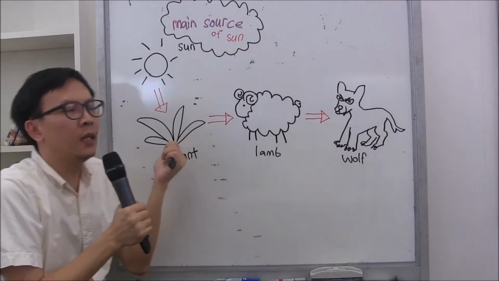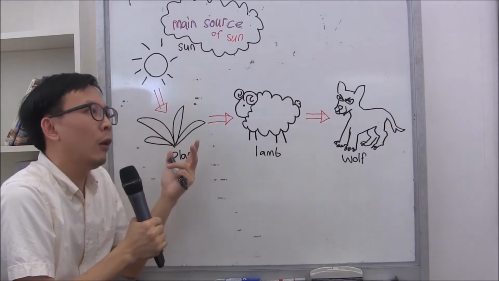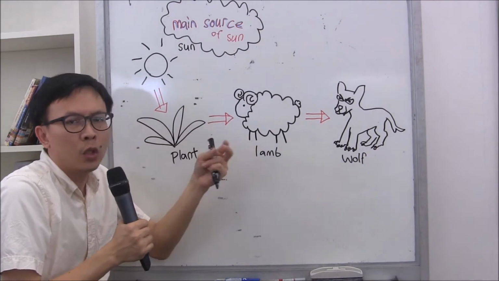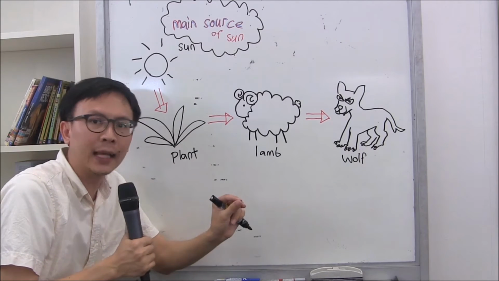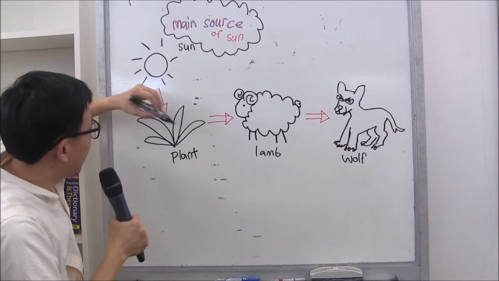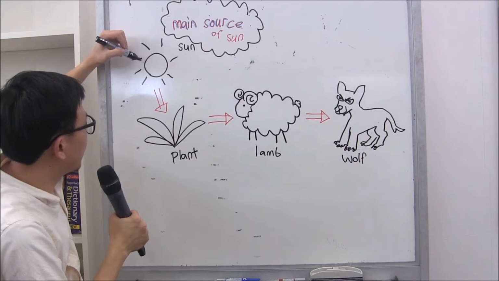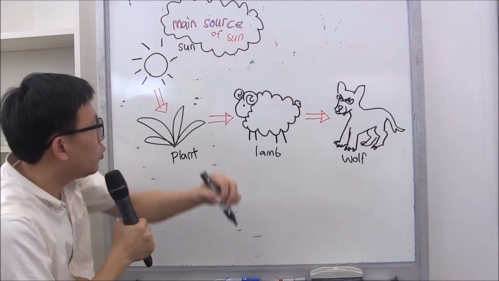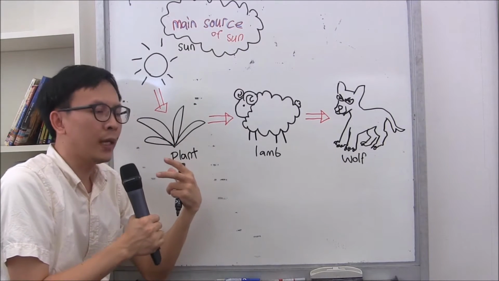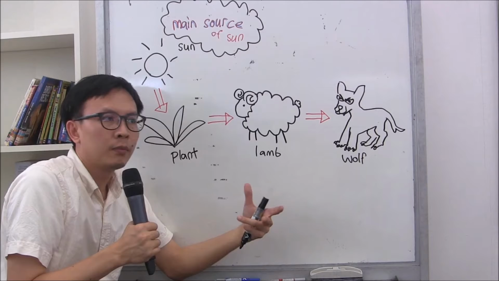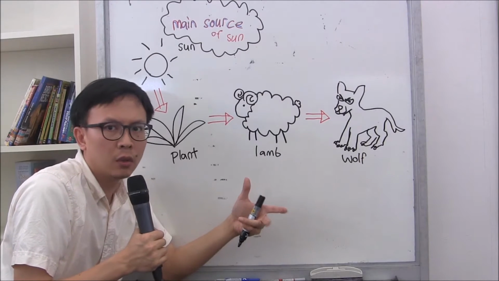The plant gets its energy from the sun. Plants make food using light. The process is called photosynthesis, which we will learn in the next lesson. The plant makes its own food. It gets energy from the sun. And we also know that we get our energy from the food that we eat. Animals need energy too, right?